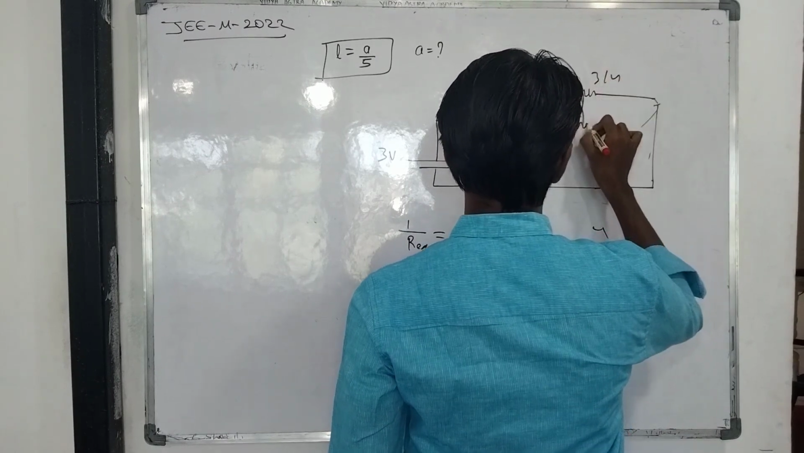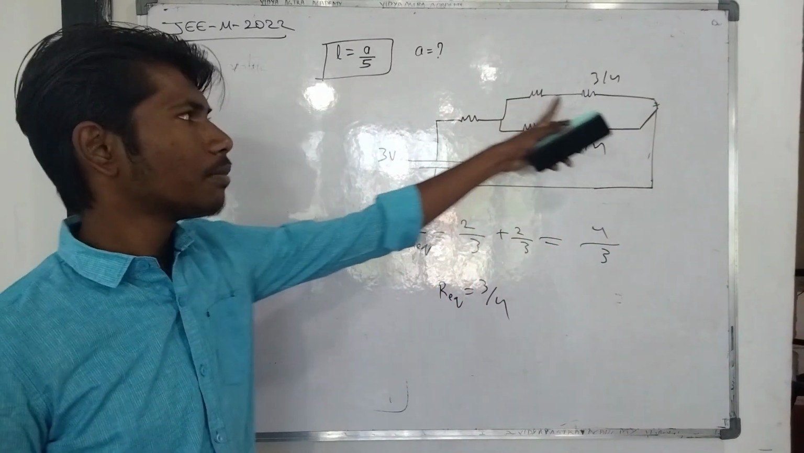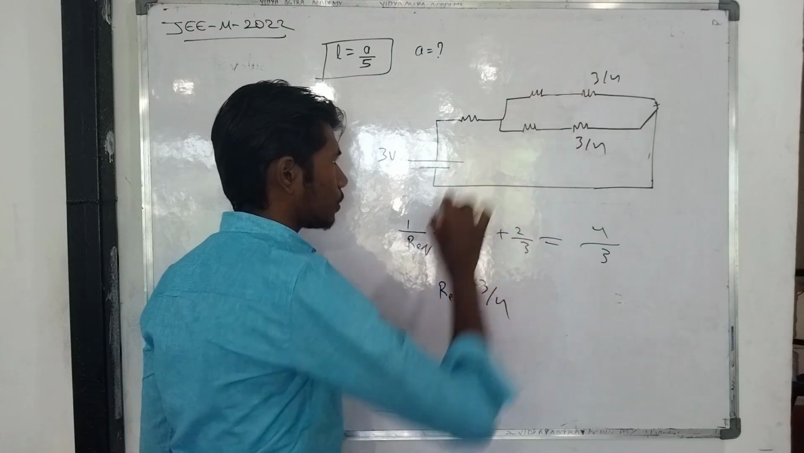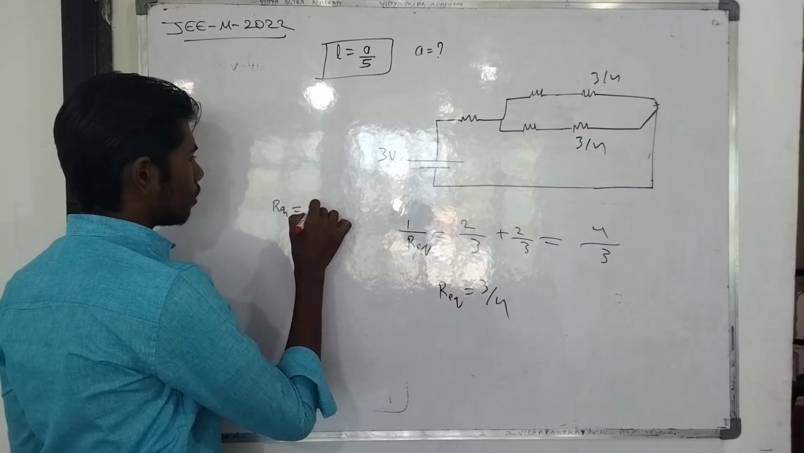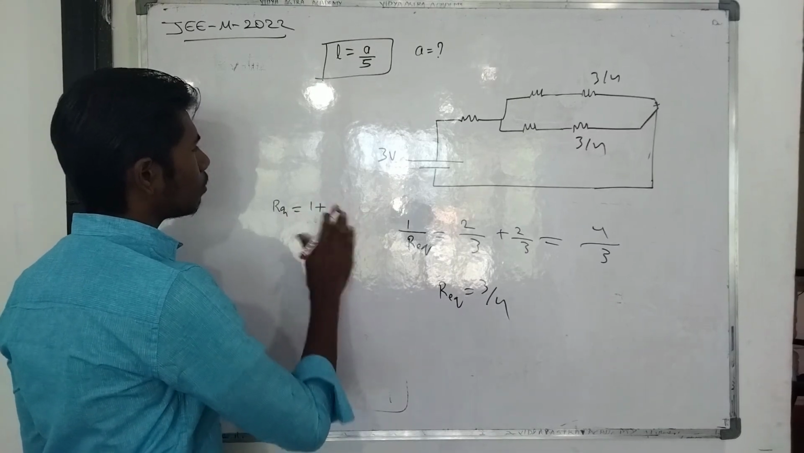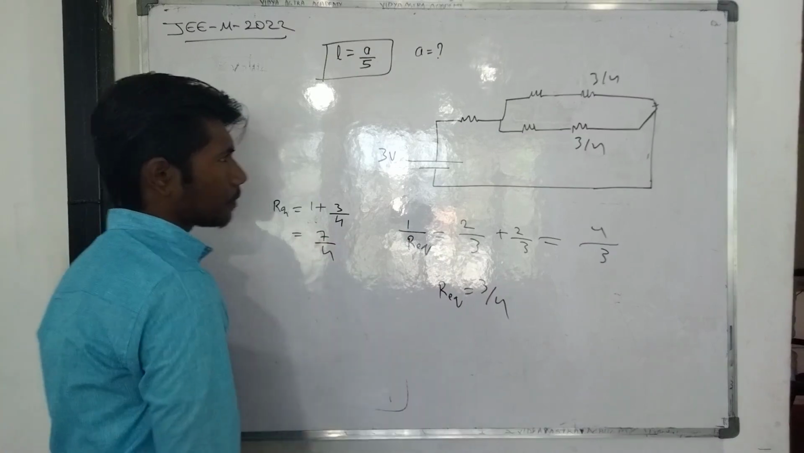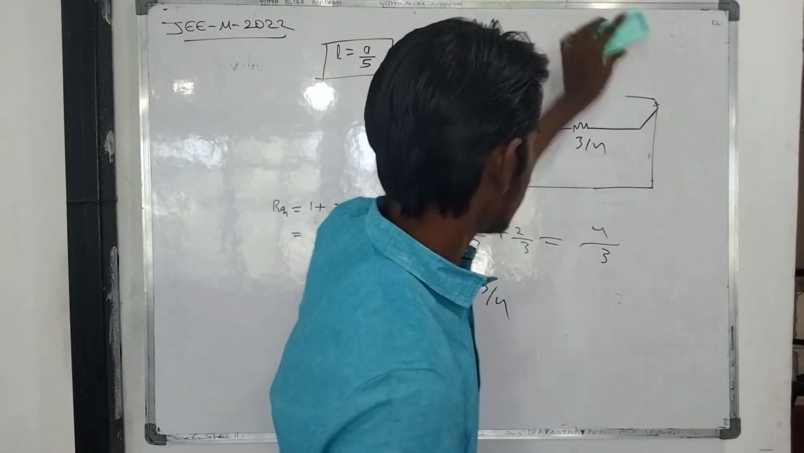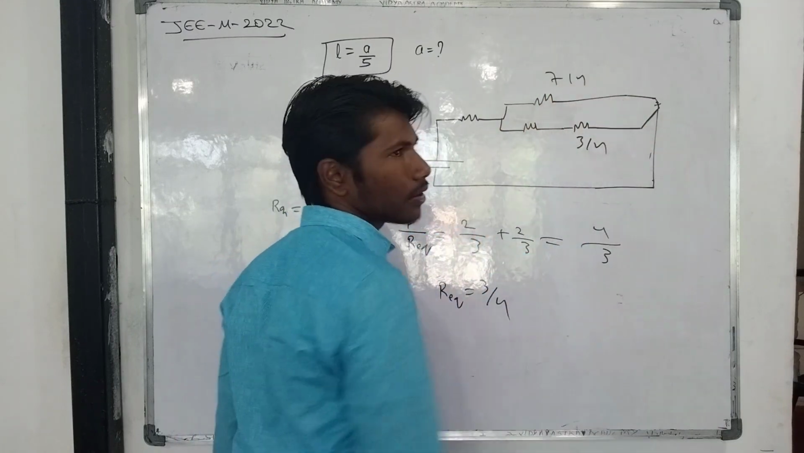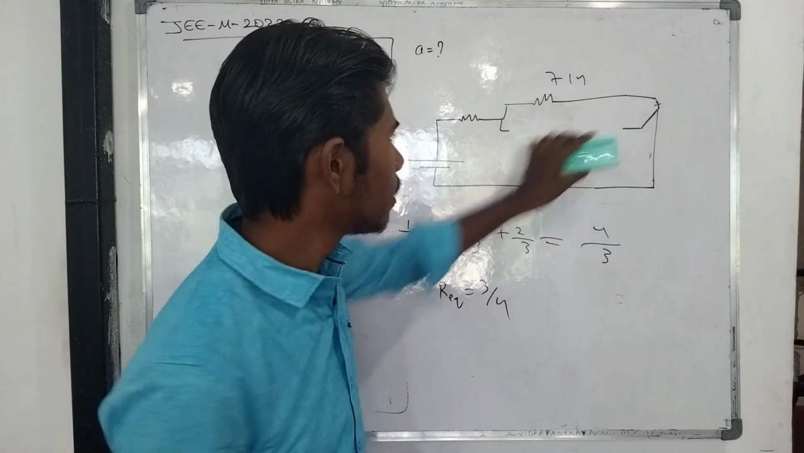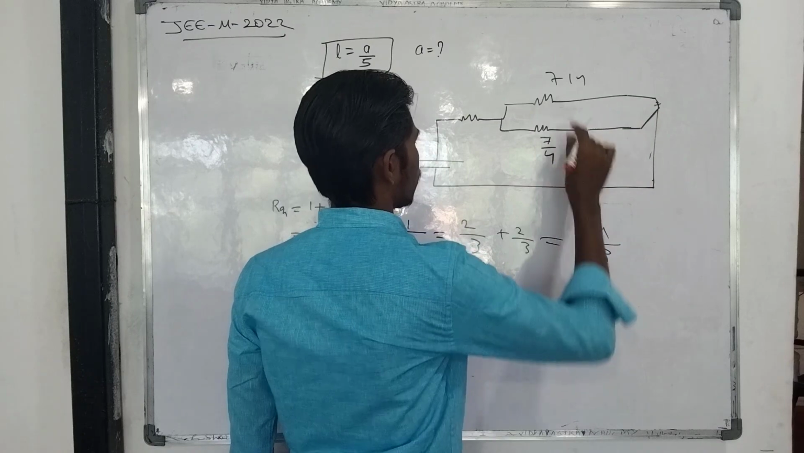3 by 4 ohms. This is the 1 ohm resistor plus 3 by 4 ohms. This is in series connection. We know that in series connection, R equivalent equal to R1 plus R2, that is 1 plus 3 by 4, 4 plus 3, 7 by 4. In place of these two resistors, I can place one single resistor of resistance 7 by 4. Similarly over here, one single resistor of value 7 by 4.